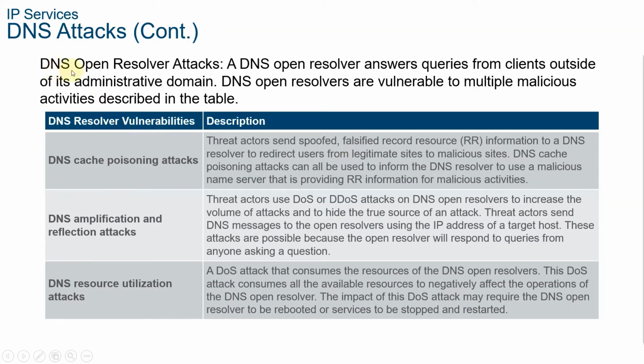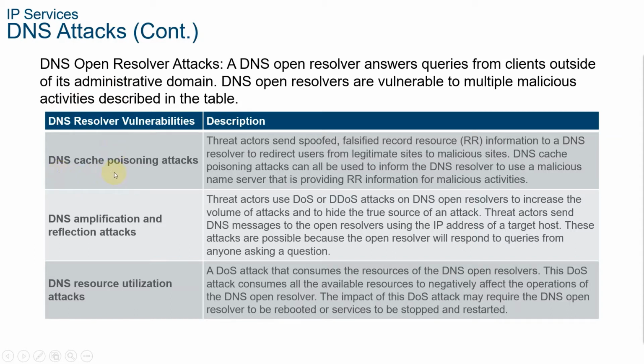Now let's talk about the DNS Open Resolver attacks. Many organizations use the services of publicly open DNS servers, such as Google DNS, which is at 8.8.8.8, to provide responses to queries. This type of DNS server is called an open resolver. A DNS open resolver answers queries from clients outside of its administrative domain. DNS open resolvers are vulnerable to multiple malicious activities, as described here on this table.